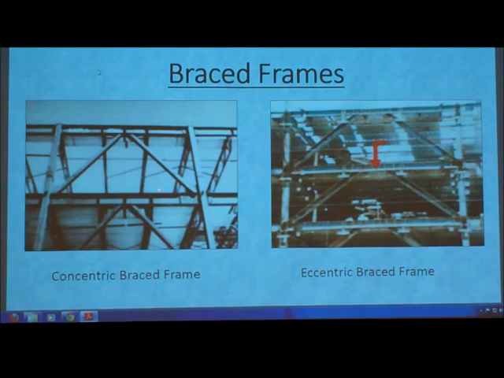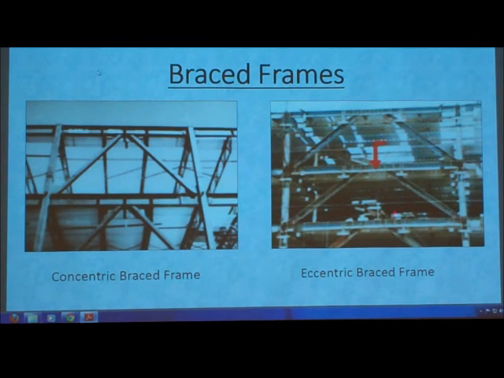And this right here is a concentric brace frame where it meets at the point, and this is the eccentric brace frame that they encourage you to do.